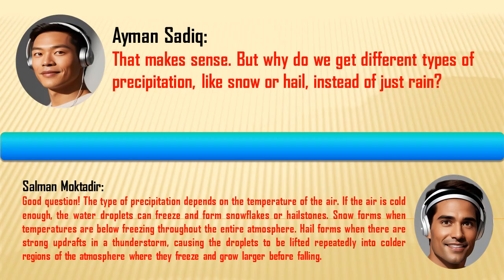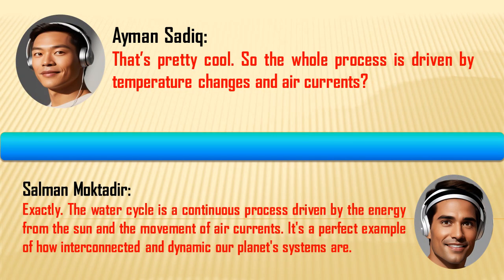Hail forms when there are strong updrafts in a thunderstorm, causing the droplets to be lifted repeatedly into colder regions of the atmosphere where they freeze and grow larger before falling. That's pretty cool. So the whole process is driven by temperature changes and air currents. Exactly. The water cycle is a continuous process driven by the energy from the sun and the movement of air currents. It's a perfect example of how interconnected and dynamic our planet's systems are.